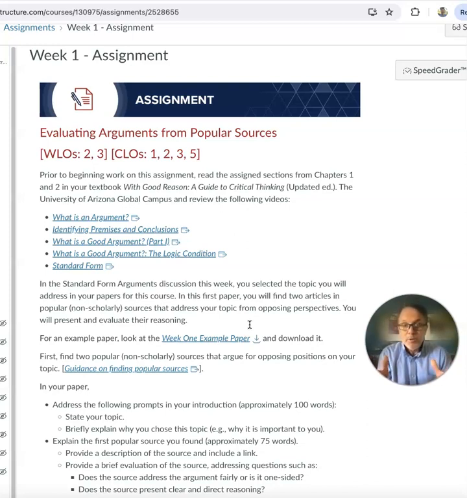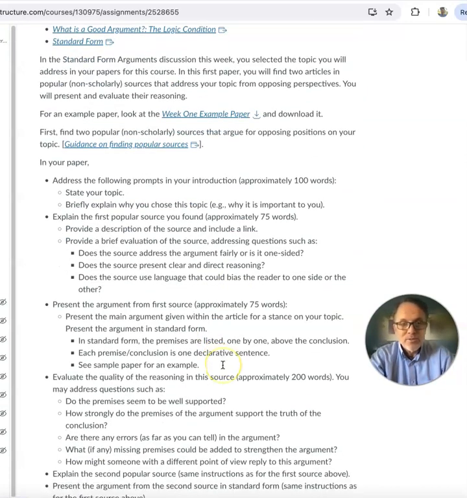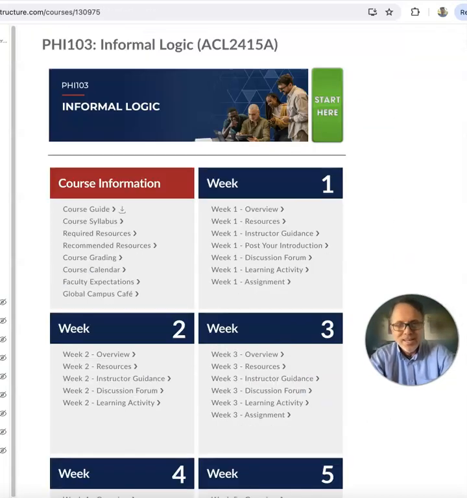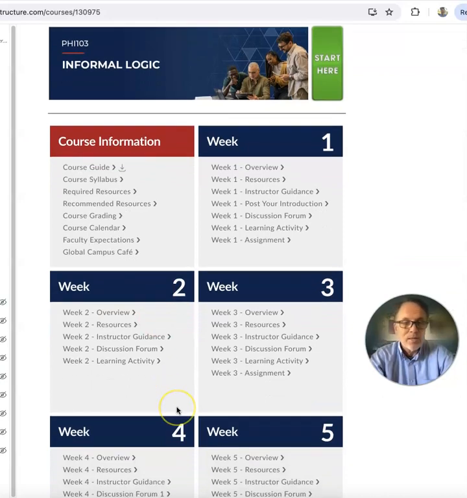And you get to look at popular sources that argue for opposing positions on that topic. You'll identify and evaluate the arguments from opposing popular sources. Get your feet wet when it comes to understanding different types of arguments and how to evaluate them.